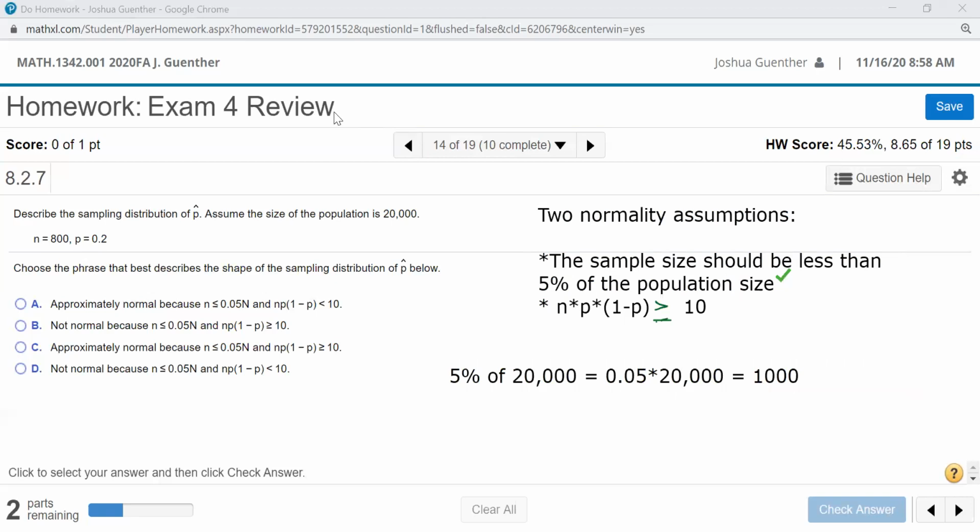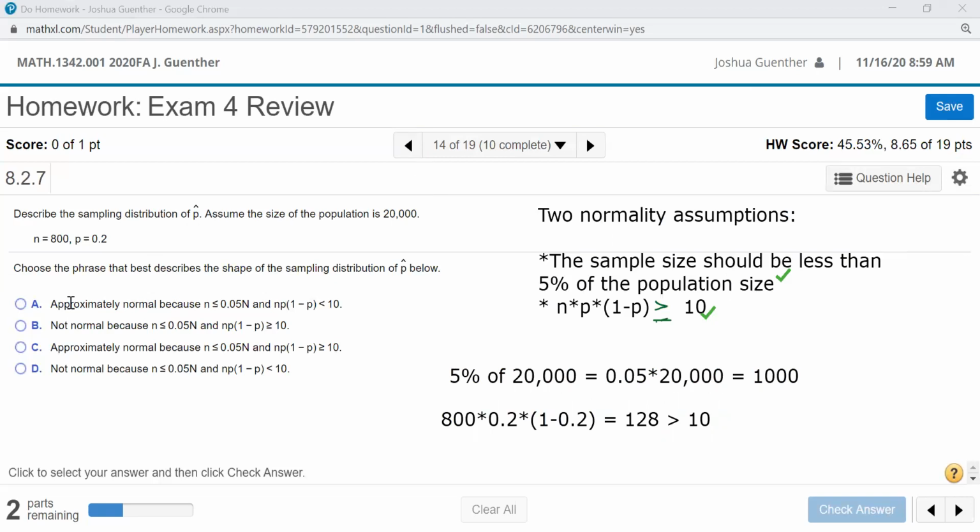Very simple. Next up, we need to do n times p times 1 minus p. So we need to do 800 times 0.2 times 1 minus 0.2. You need to do 1 minus 0.2 first, technically, because it's in parentheses. It's going to be 0.8 times 0.2 times 800, and you're going to get 128, which is certainly much larger than 10. So your second normality assumption is good to go. So the sampling distribution of p hat is also normal because of these two reasons.